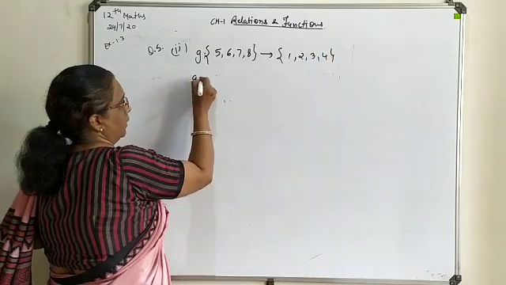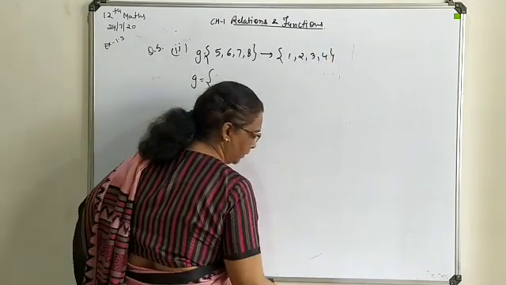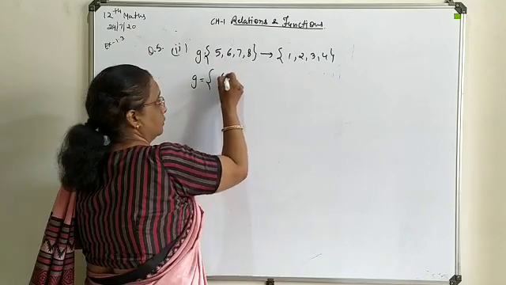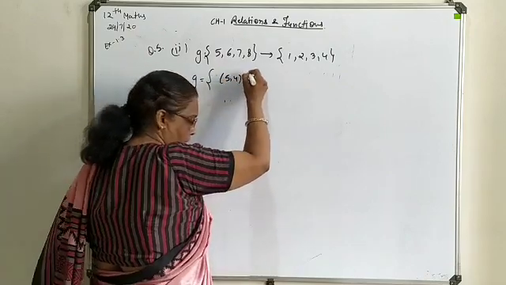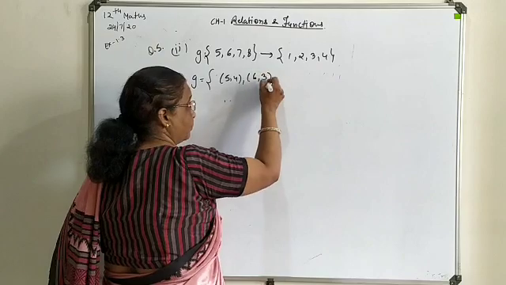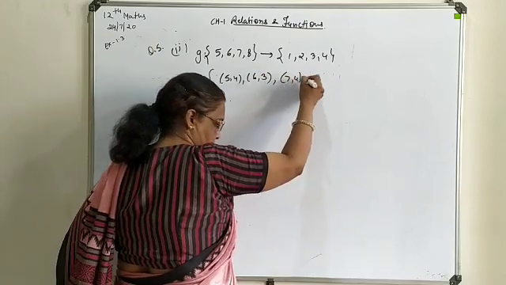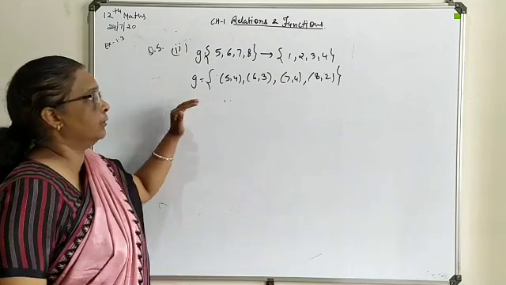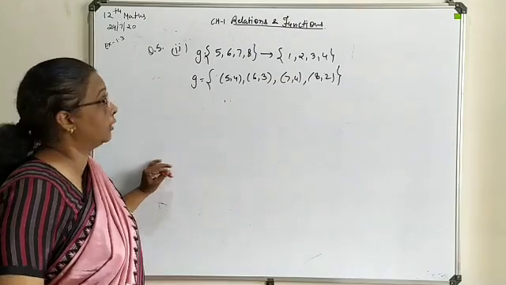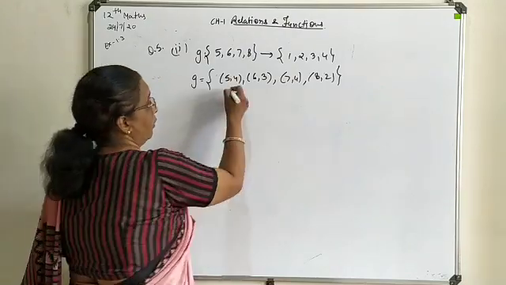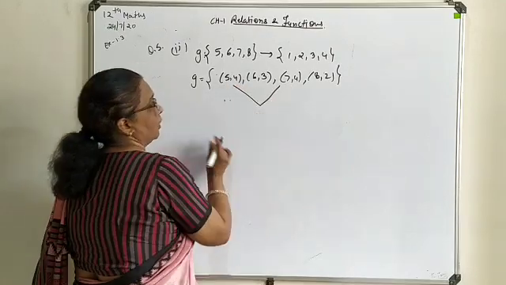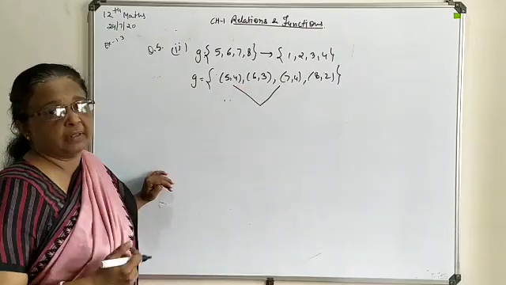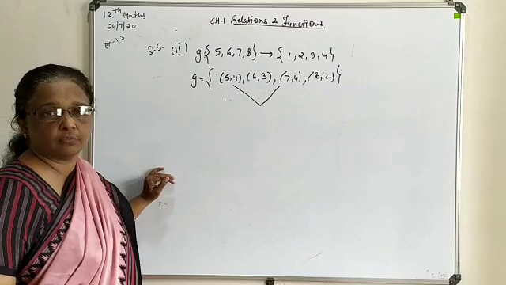The ordered pairs regarding your g are available as (5, 4), (6, 3), (7, 4) and (8, 2). Here also, if you look at these ordered pairs carefully, you will find that for these two elements, 5 and 7, are mapped to a single value, that is 4.